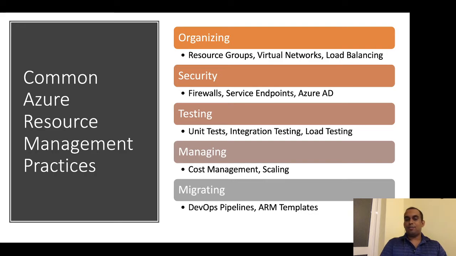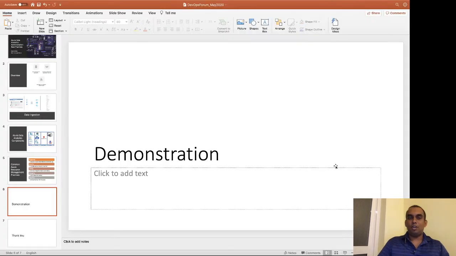And in terms of migrating from one environment to another, you can use DevOps pipelines and the ARM templates inside them. So the migration process from one environment to the other, or going from dev to prod, is a very seamless and easy approach. All right, so we spoke a little bit about this.